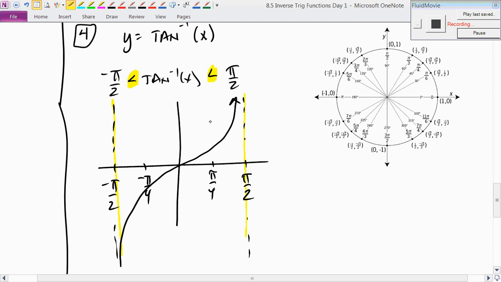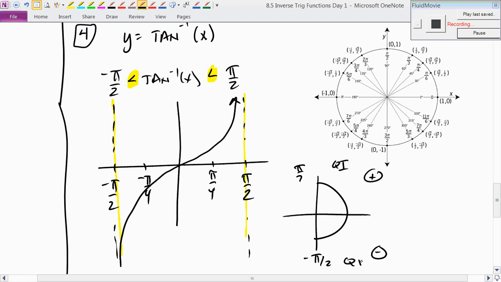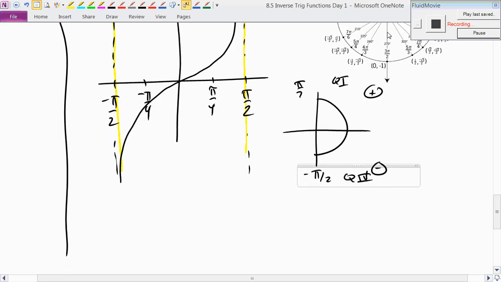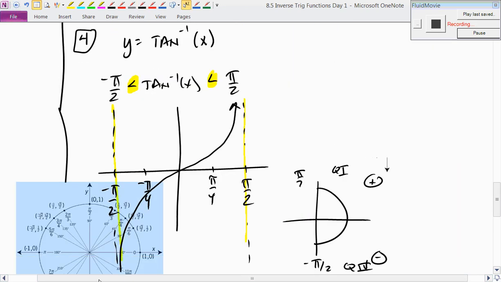So again, our tangent is the exact same picture that we draw for sine. Here's negative pi over 2, and here's positive pi over 2, and it lives over here. Positive in quadrant 1, negative in quadrant 4. And I'll bring this down over here.